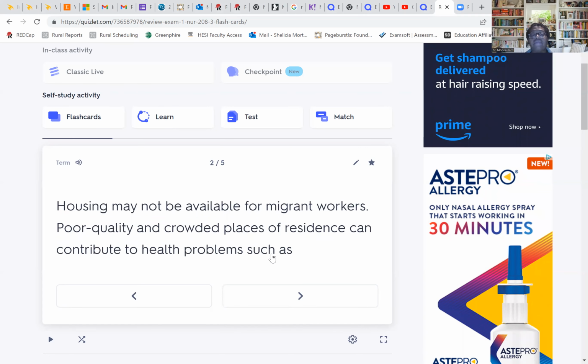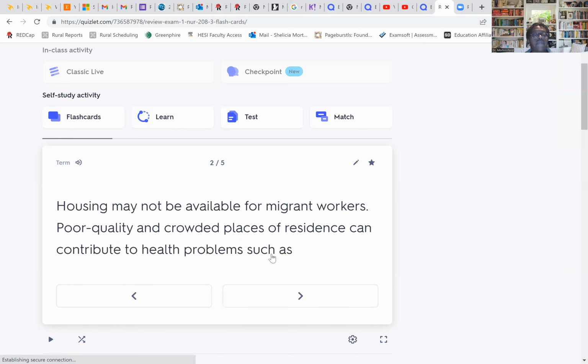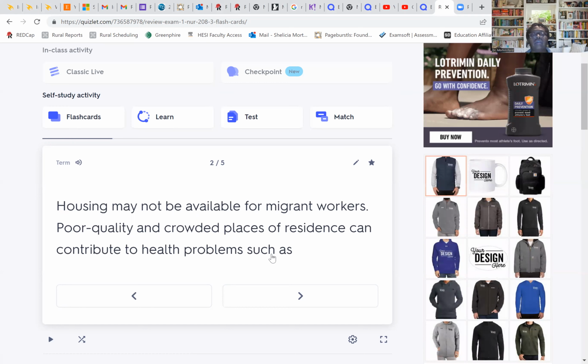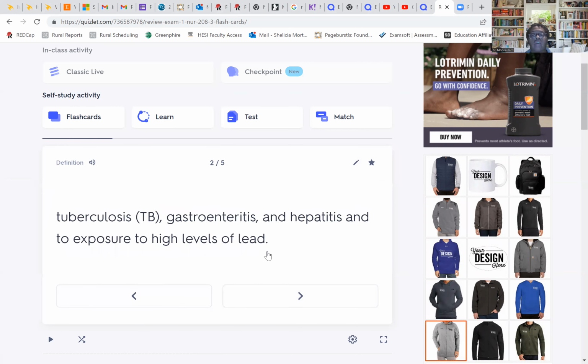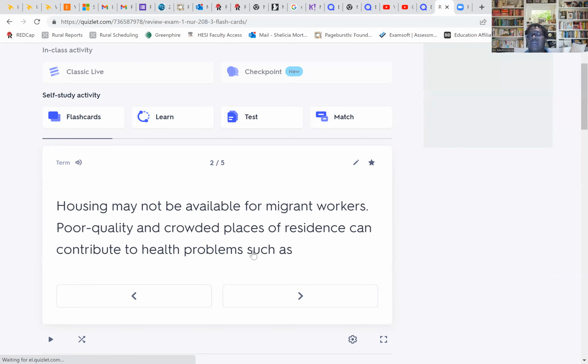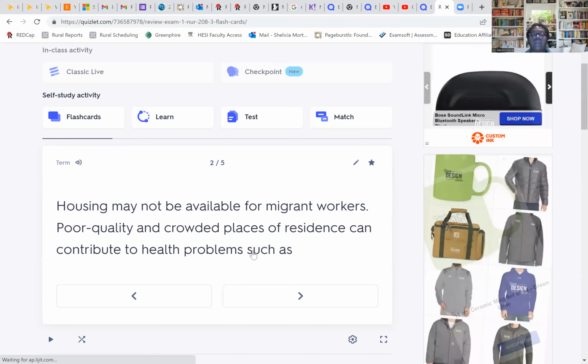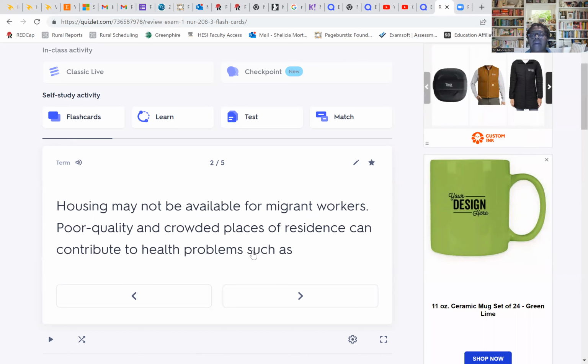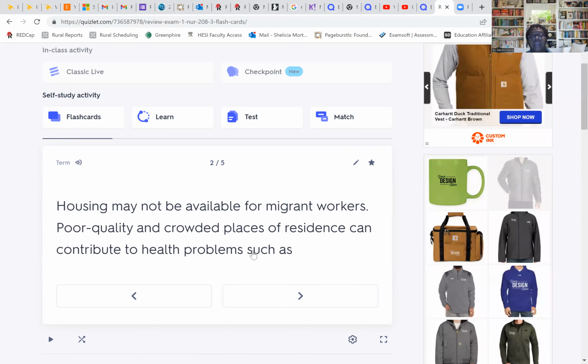Housing may not be available for migrant workers. Therefore, the spaces that they live in are many times crowded and of poor quality. Poor quality and crowded places of residence can contribute to health problems such as tuberculosis, gastroenteritis, hepatitis, and exposure to high lead levels. It might not have running water, and there might be so many people in the place that normal hand washing and hygiene cannot take place.